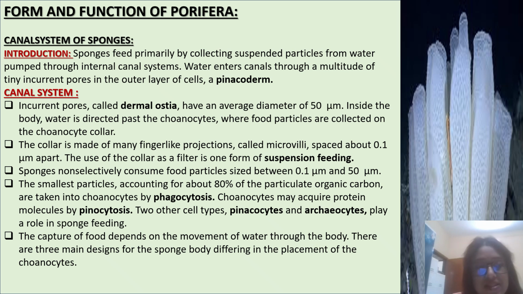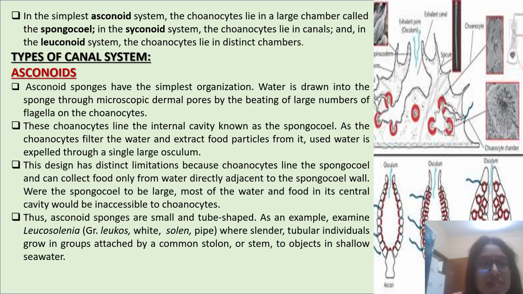There are three main designs for the sponge body, differing in the placement of the choanocytes. In the simplest, asconoid system, the choanocytes lie in a large chamber called the spongocele. In the cyconoid system, the choanocytes lie in canals, and in the leuconoid system, the choanocytes lie in distinct chambers. Types of canal system: asconoid type.